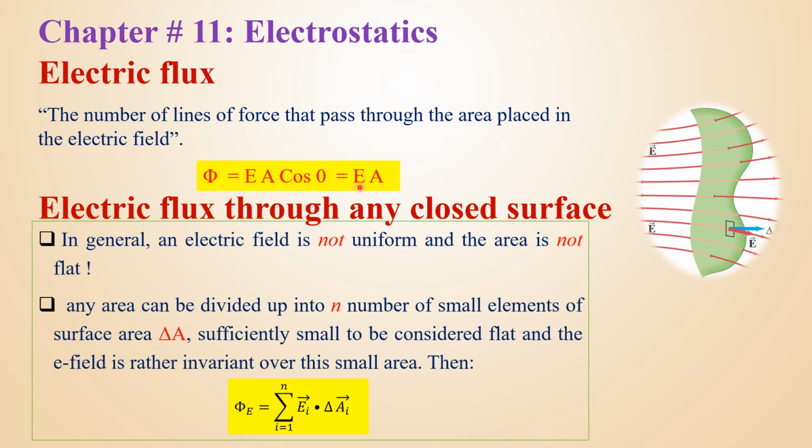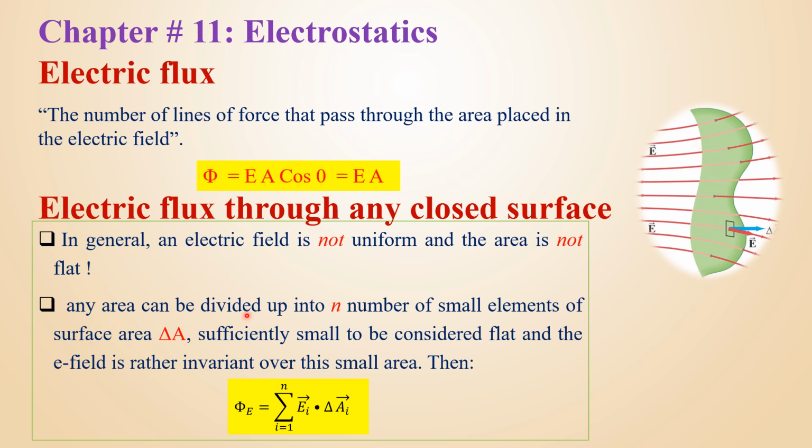Electric flux through any surface area. In general, an electric field is not uniform and the area is not flat. In this figure, you can see that the area is not flat. That's why the electric field is not uniform.